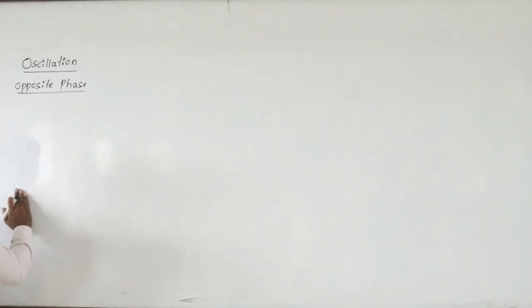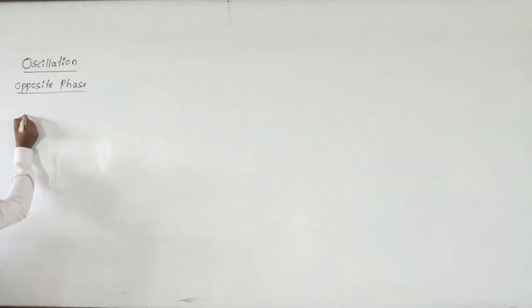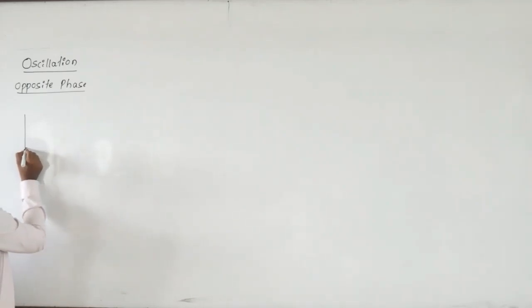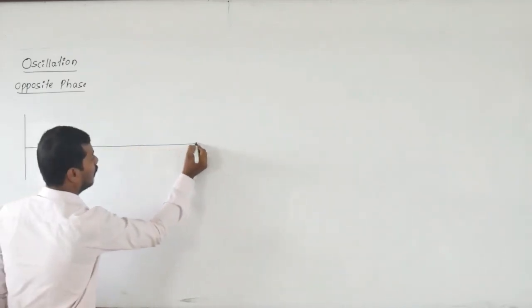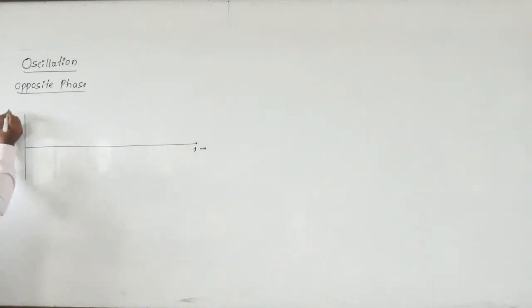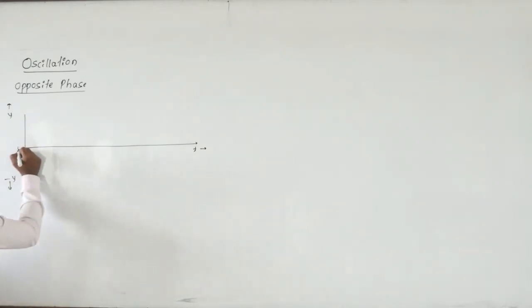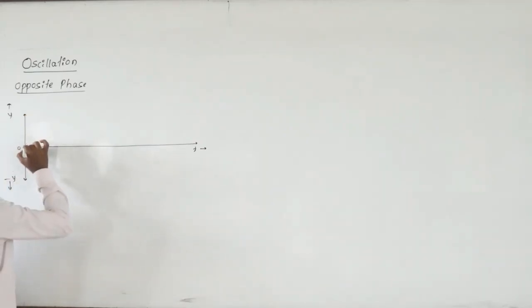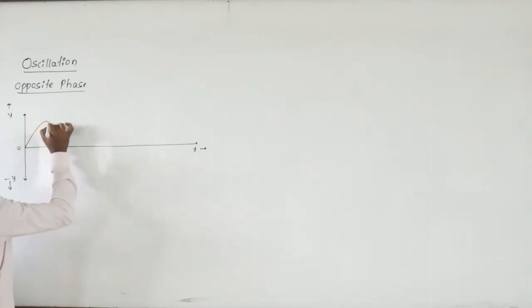I'll draw only one diagram, taking only one part. It means two particles moving as a pair. This is the time axis, and the displacement axis is there. It is positive y, and negative y when it is moving down. This is called the mean position.